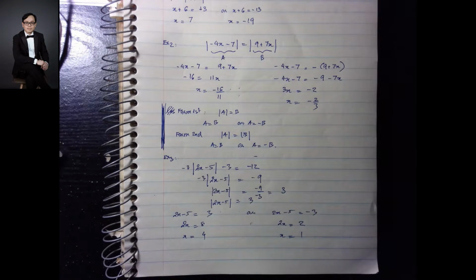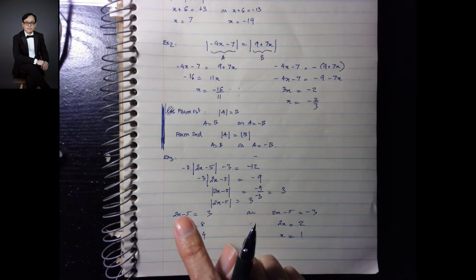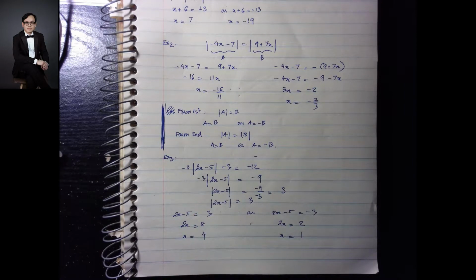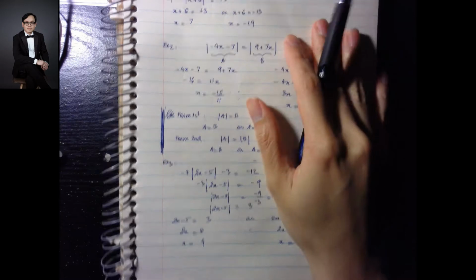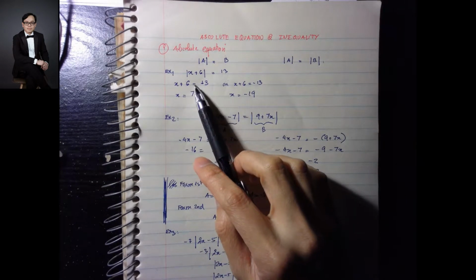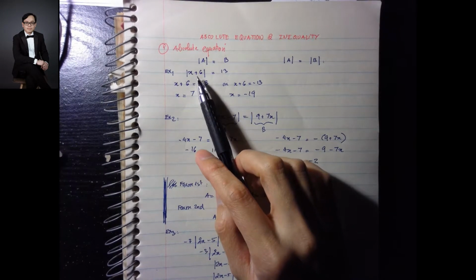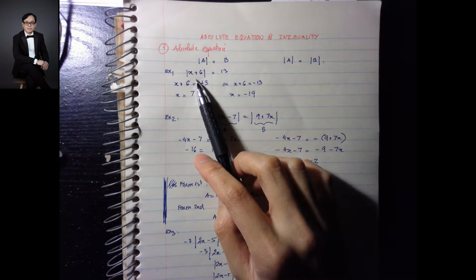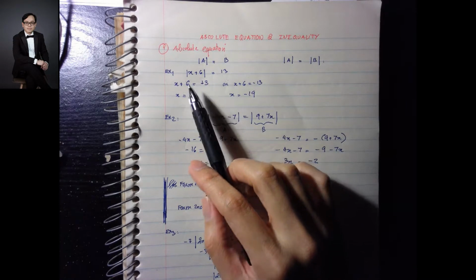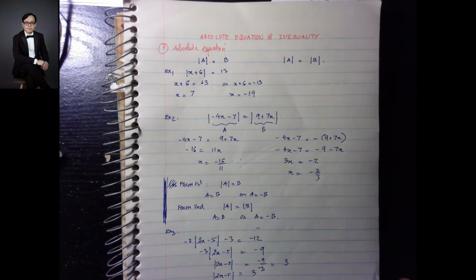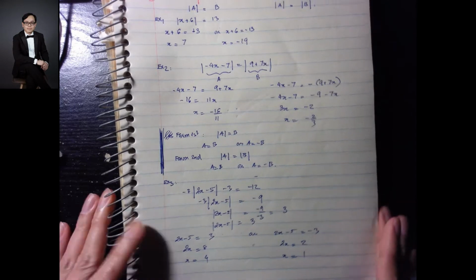So example number 3 here represents something more complicated than the very basic equation we did in example number 1. Example number 1 is in the form already. Example number 3 is not in the form. We need to bring it back to the form. So this is the form.